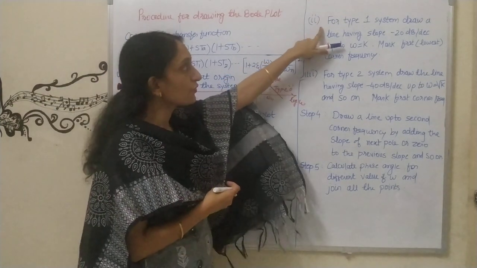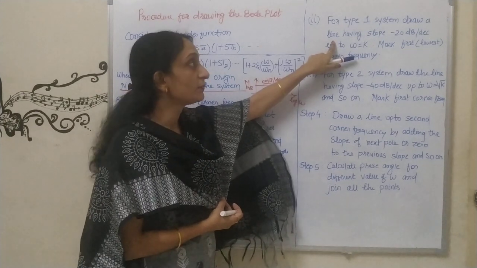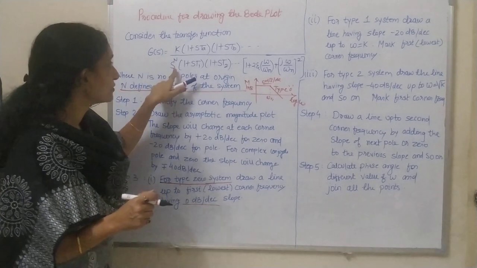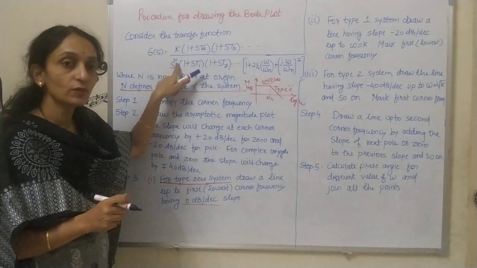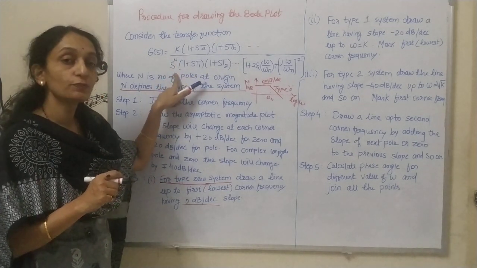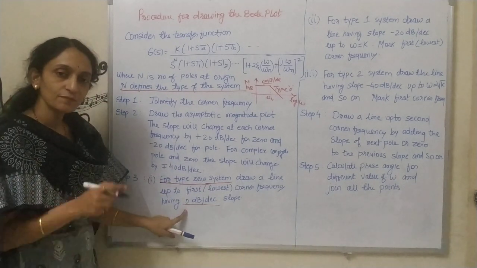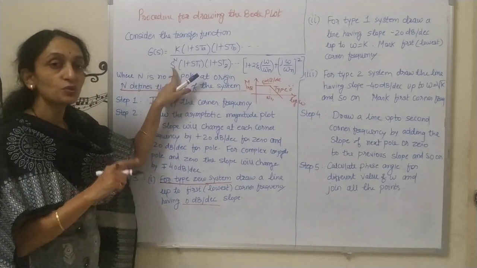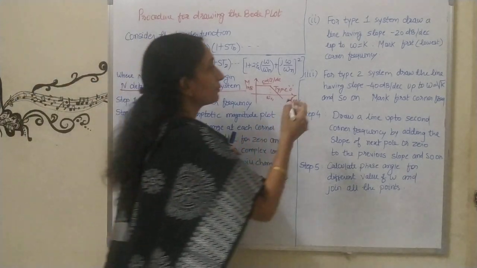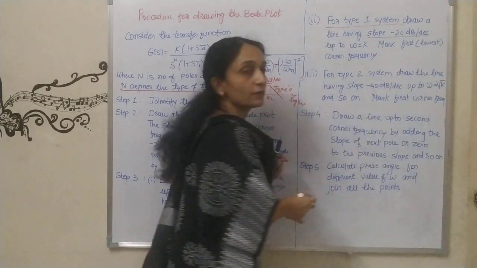Next, for a type 1 system, draw a line having minus 20 dB per decade. When I say type 1, what do I conclude? Type 1 means n is equal to 1, so one pole at origin. One pole contributes a line slope of minus 20 dB per decade. When type 0 system is there, there is no pole at origin, so line slope is 0 dB per decade. But here type 1 system is there, so line slope is minus 20 dB per decade.